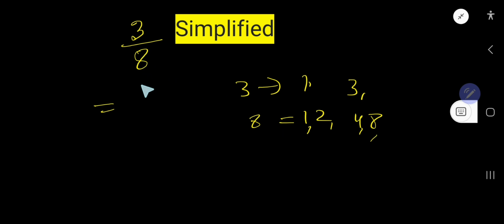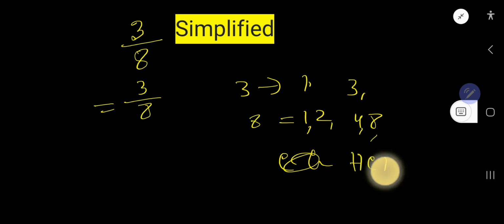To reduce this fraction to lowest terms, or to simplify this fraction, you need to divide both the numerator and denominator by the common factor, the highest common factor, the GCF, or HCF, highest common factor. Look, there is no common factor other than 1.